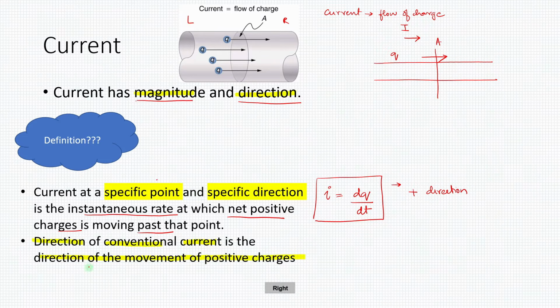Okay. So the direction of conventional current is the direction of the movement of positive charges. In this case, we are assuming positive charges are moving. So the direction of current, or it is specifically called conventional current, is also from left to right. Okay.